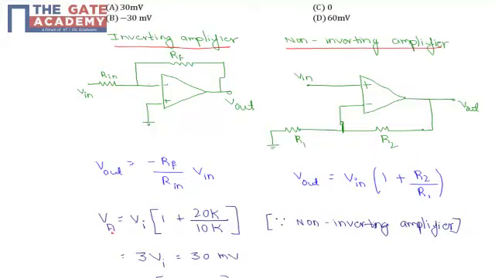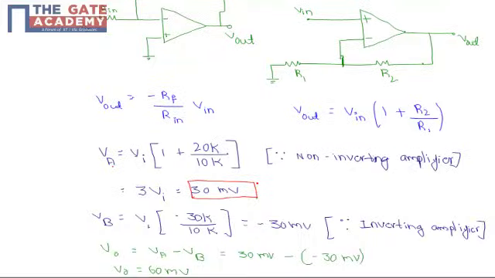The output voltage Va is equal to Vi into 1 plus 20k divided by 10k. This is for the non-inverting amplifier. Simplifying this, we get 3 Vi. The Vi value is given in the circuit, so the final value will be 30 millivolts. Then we calculate the value for op amp 2, that is Vb is equal to Vi into minus 30k divided by 10k. It will be minus 30 millivolts for the inverting amplifier.